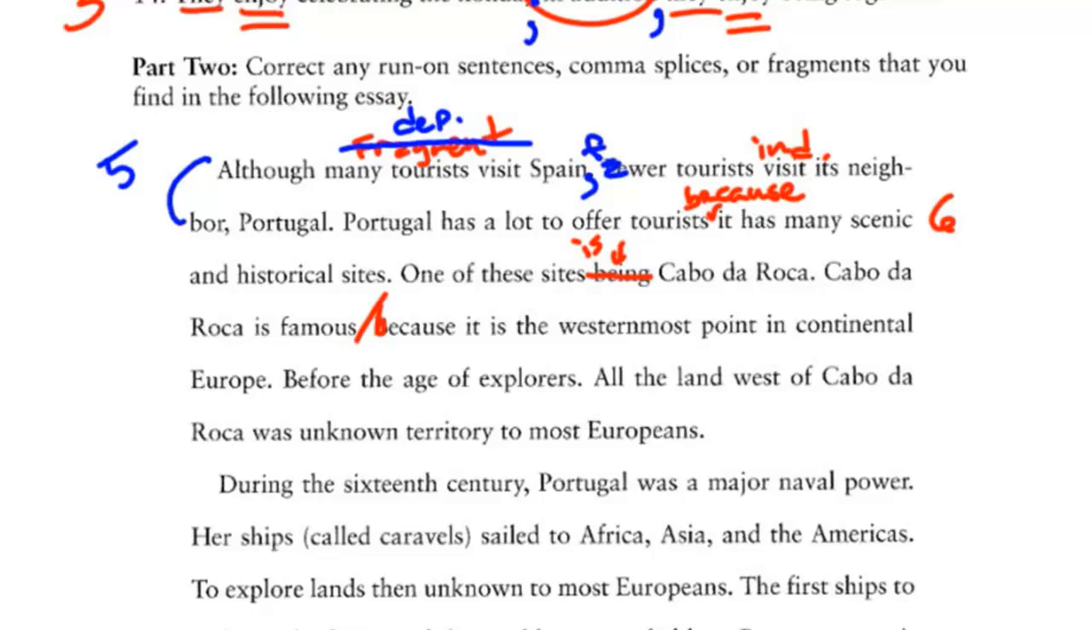All the land west of Cabo da Roca was unknown territory to most Europeans. Missed a sentence there. Before the age of explorers. So this part is incomplete. It's a fragment right now. All the land west is fine. So rather than putting a period after explorers, I can use it to introduce the next part. So I will change the period to a comma and lowercase the A to all.